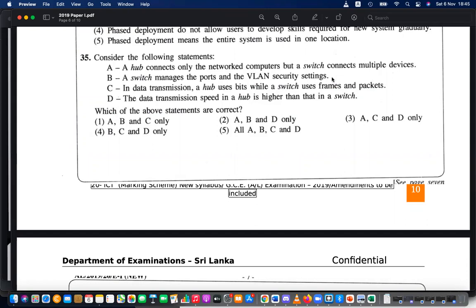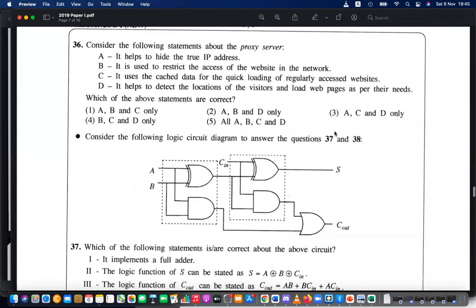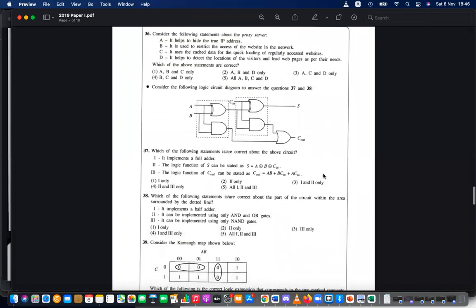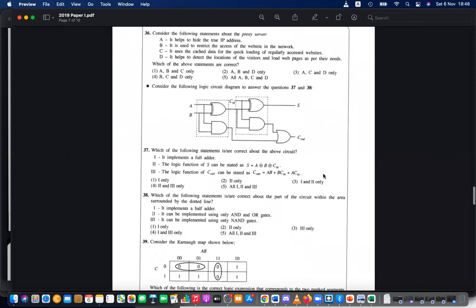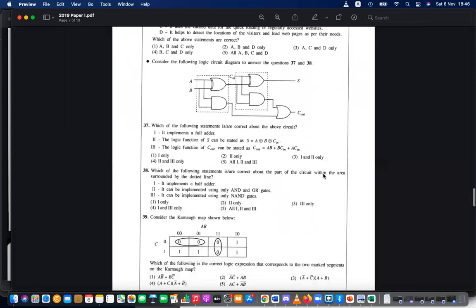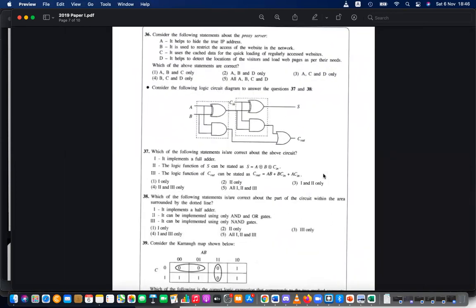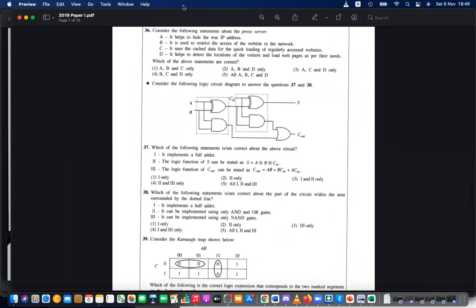Okay, then let's move to question number 36, 37, 36 to 39.